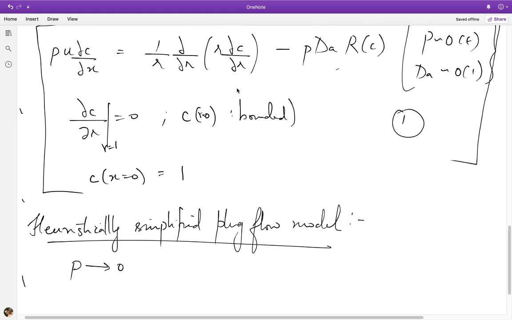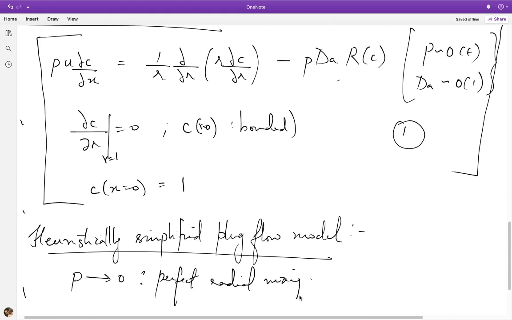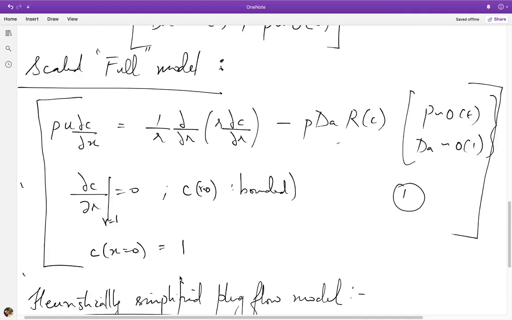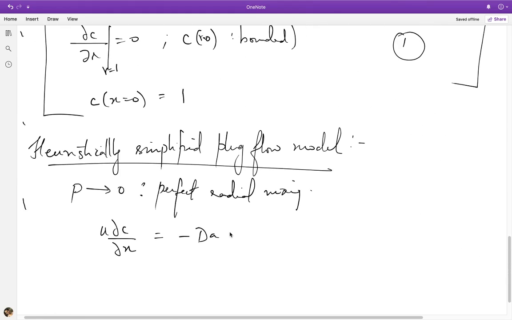Sorry, I have to make a slight correction in what I said. This limit is basically equivalent to saying you have perfect radial mixing, or infinitely fast radial diffusion. You can see this right at the beginning, just heuristically, by saying that perfect radial mixing means C is independent of R, or you can see it from the scaled equations. In either case, you get U ∂C/∂X equal to minus Damköhler number times the rate of reaction.